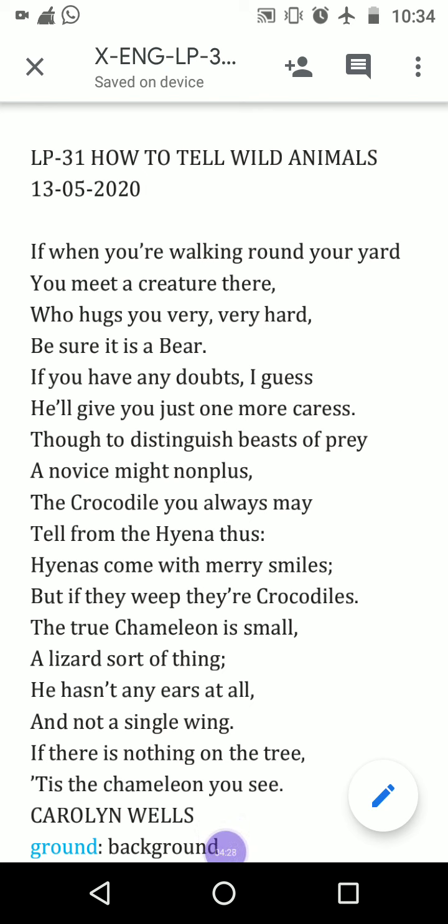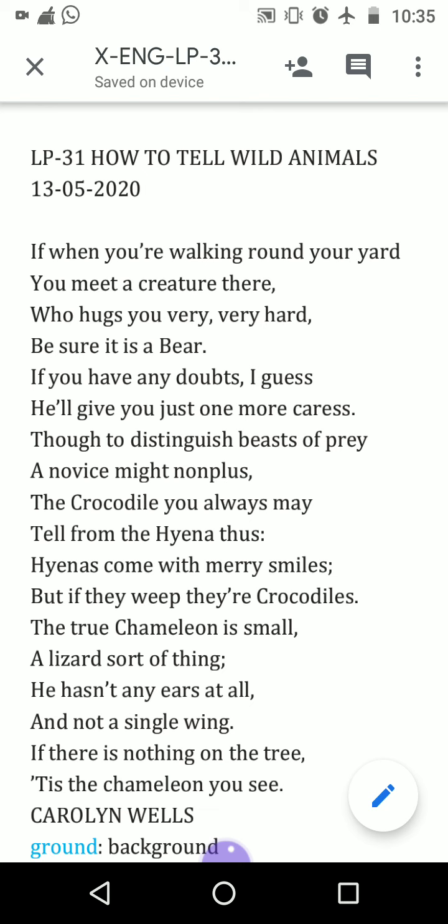"If you have any doubt, I guess he will give you just one more caress." The narrator is telling that if you doubt it is a bear, then here is one more trait, one more identifying mark. The animal will give you just one more caress. Caress means a kind of lovely touch, by its palm, by its nail. So that is caress. This is the second trait of a bear.